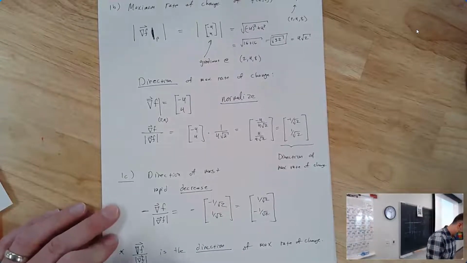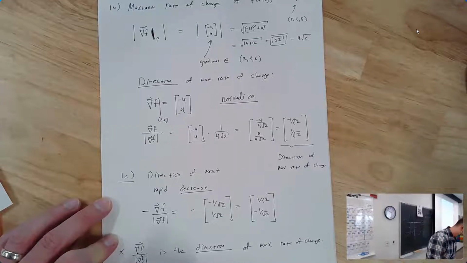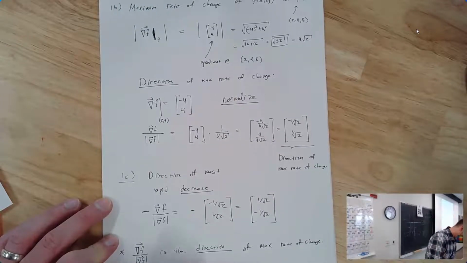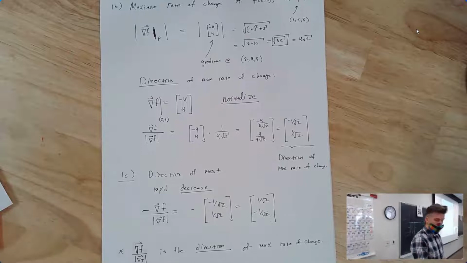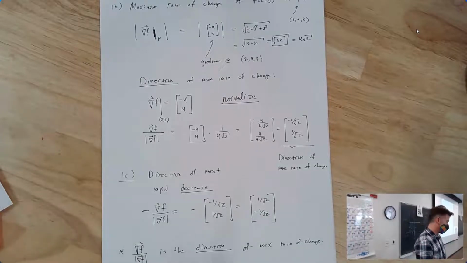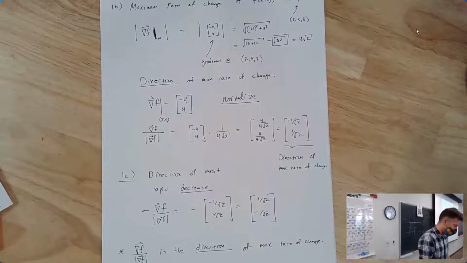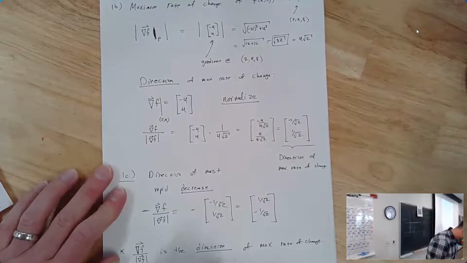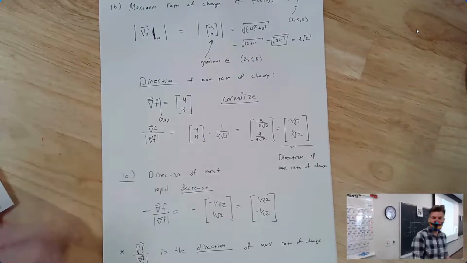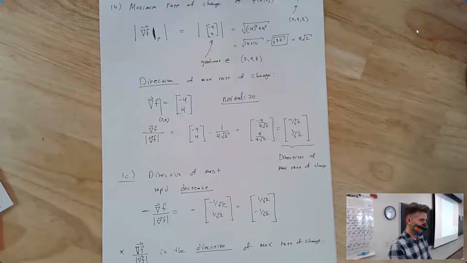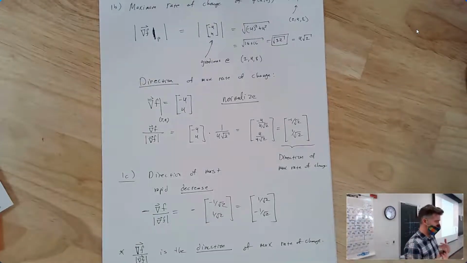And then, to go along with that, the, what's that called? Oh my God, it's the magnitude. The magnitude of the gradient is the maximal rate of change. Those are the two things, really. I mean, there's other things to know about the gradient, but those are kind of the things you want to know.